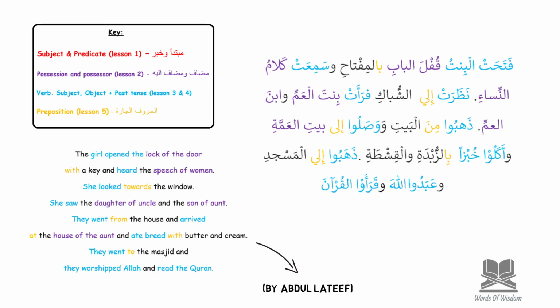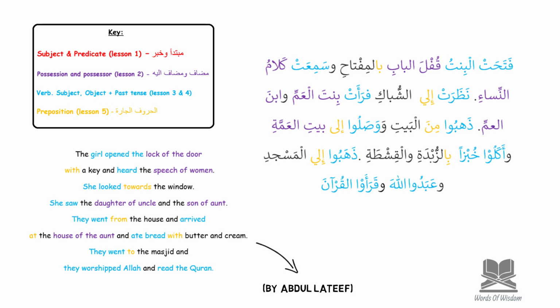Wa akalu, and they ate. What did they eat? Bread. Wa akalu, and they ate khubzan. They ate bread. What did they eat it with? With zubdati, bizubdati, wal qishtati, with the butter and the cream. Bizubdati wal qishtati.